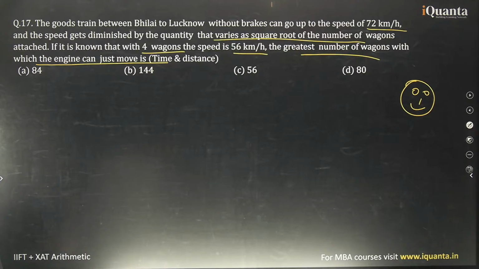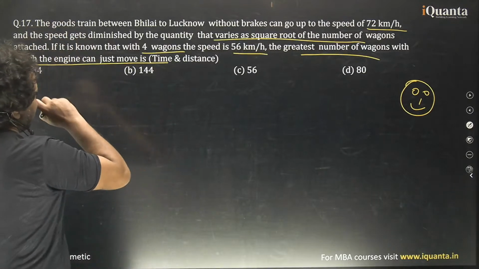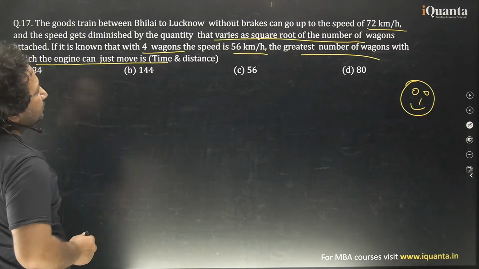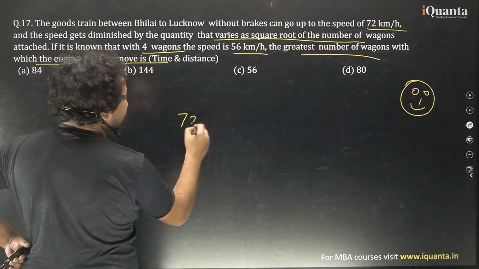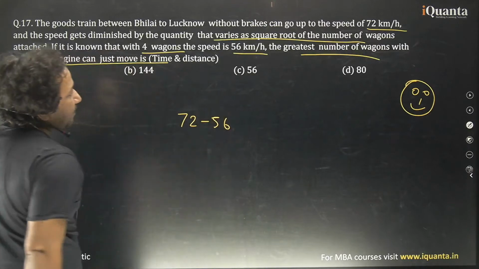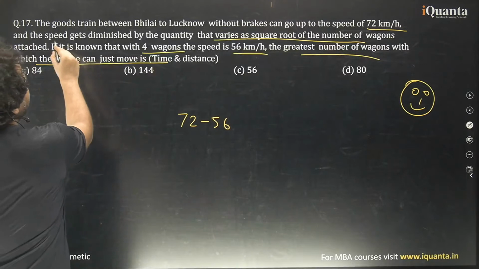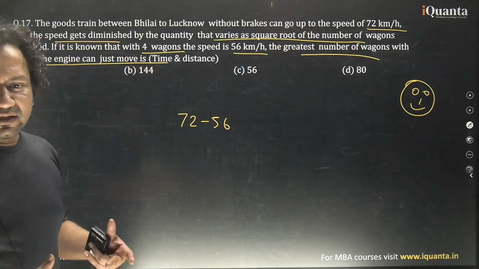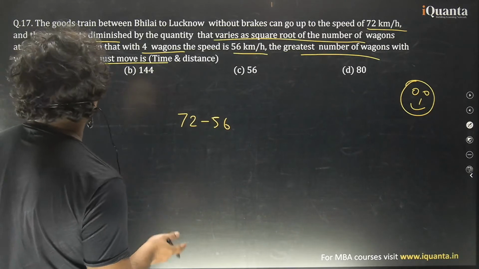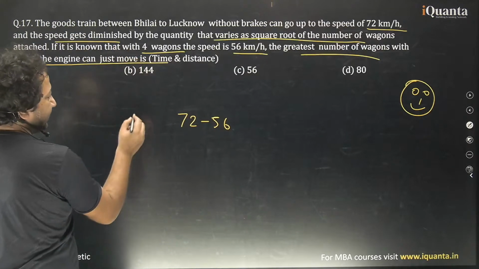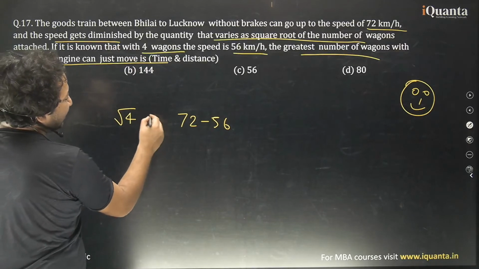This is a nice question, isn't it? Okay, so let us do it this way. The initial speed was 72 and now the speed is 56. That means the decrement is of 72 minus 56, isn't it? It says the speed gets diminished by the quantity. So the reduction of 72 minus 56 is here as a square root number of wagons. So 4 wagons are attached. Square root of 4. Can I say square root of 4 is equivalent?